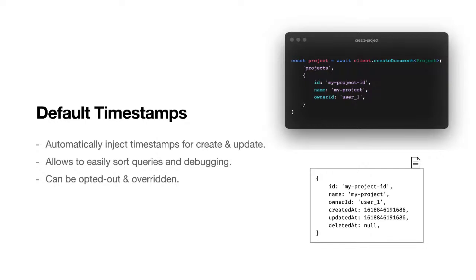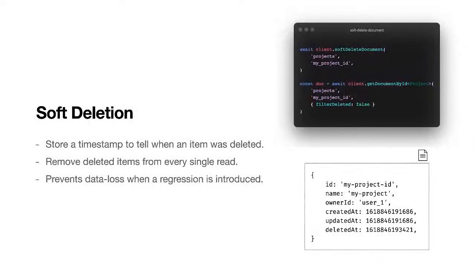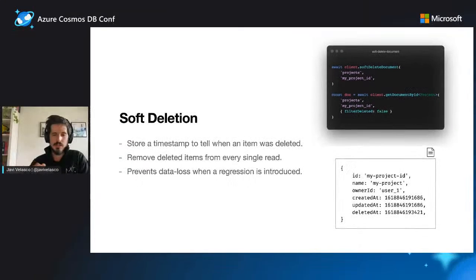Another one that is very closely related to this is soft deletion. We never remove data for real. What we do instead is that we store a timestamp that is going to tell us when an item was deleted. The reasons why we have this are actually very obvious. Removing data for real is very risky. And in case you are rolling out some regression or some buggy code, you don't want to just remove data in an unrecoverable manner. In the snippet, you can see how we usually remove documents.